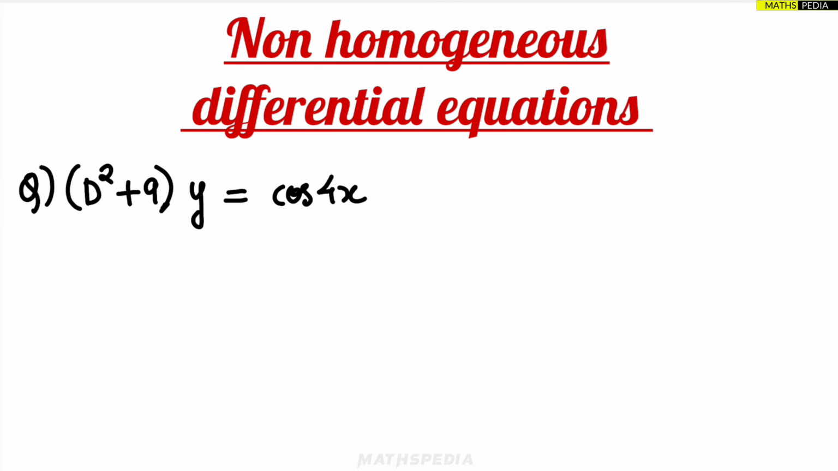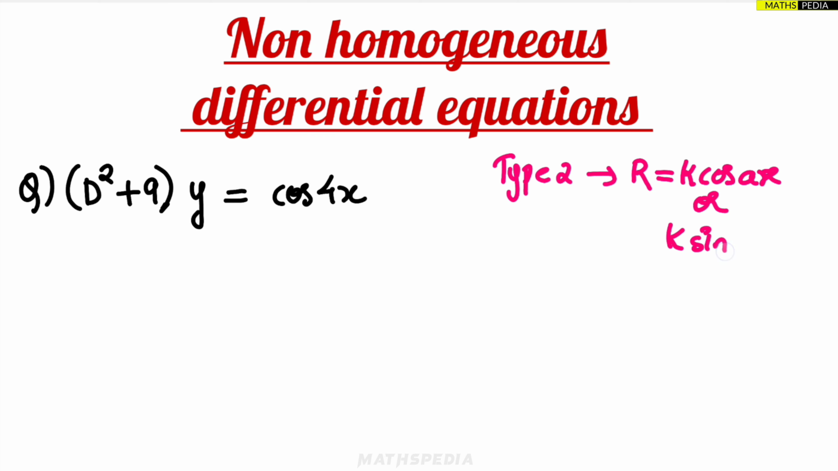So in this video, we are going to deal with the type 2 questions. Type 2 in the sense, what happens here? Suppose r is a function of x and it is given by k cos ax or k sin ax. So how to do this type of questions, where you will be getting the RHS as a function of x? This is nothing but a non-homogeneous differential equation.